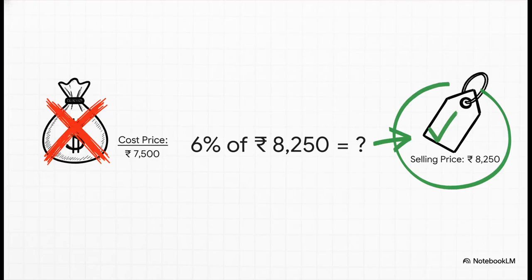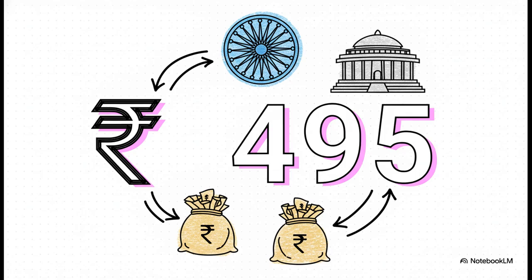Now listen up, because this is probably the most important part of the whole process. The tax is not calculated on the original cost price of 7,500. No way. It's calculated on the selling price we figured out earlier, that 8,250 rupees. So what we need to do now is find 6% of 8,250. So you run the numbers, and what do you get? 495 rupees. That's our CGST, the slice that's headed to the central government.